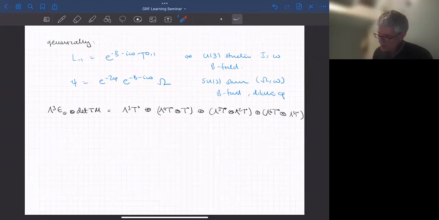So you can see what I claimed, which is that the data of the whole Strominger system, which were some SU(3) structure, some B field, and some dilaton, is actually just equivalent to this structure psi.